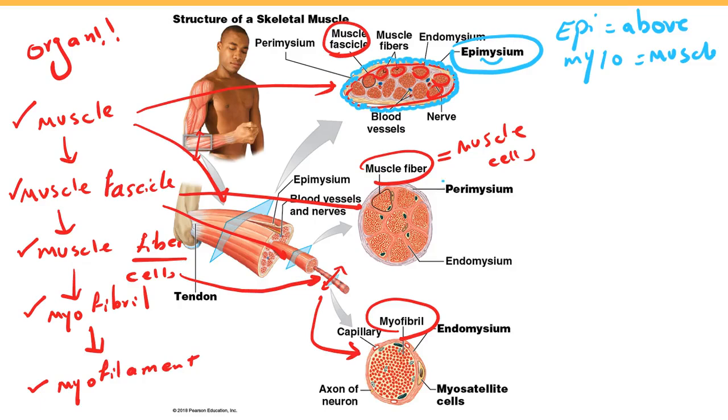Then we have another connective tissue which covers each muscle fascicle this time, and we call this perimysium. Again, peri means around, and we also have this term myo, or mys, which means muscle. The perimysium, the middle layer of connective tissue, surrounds each muscle fascicle. Like the epimysium, it is made up of dense connective tissue, and it helps protect and support the muscle fibers inside each muscle fascicle.